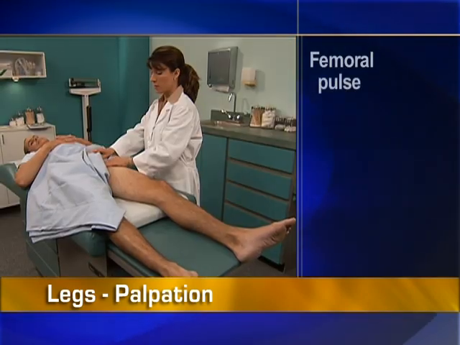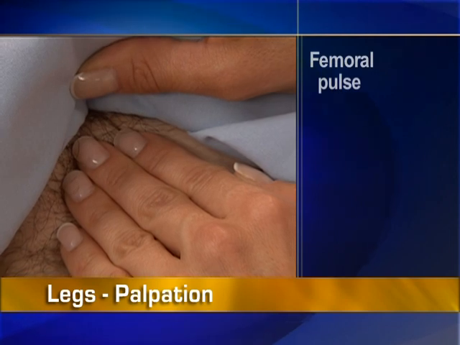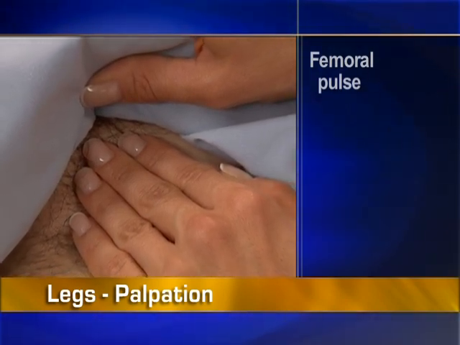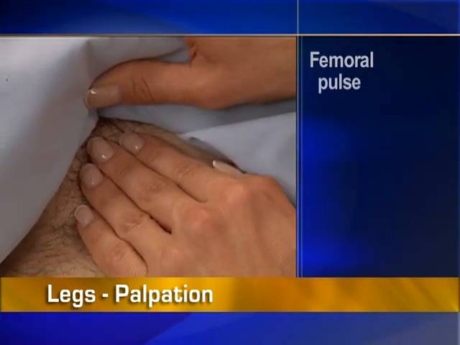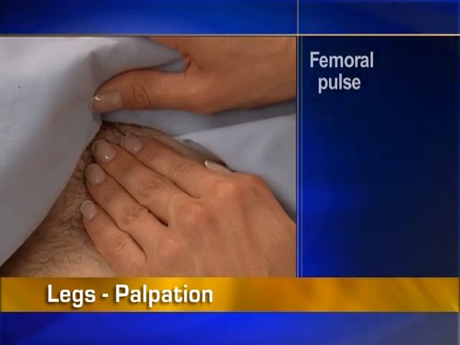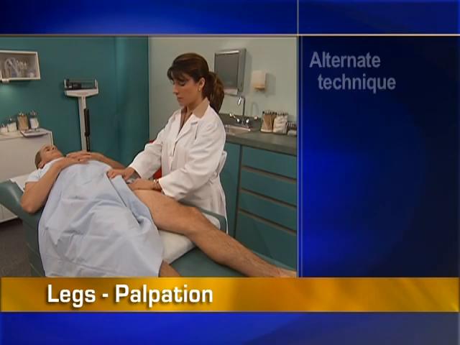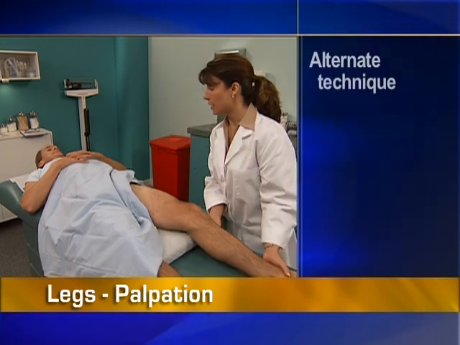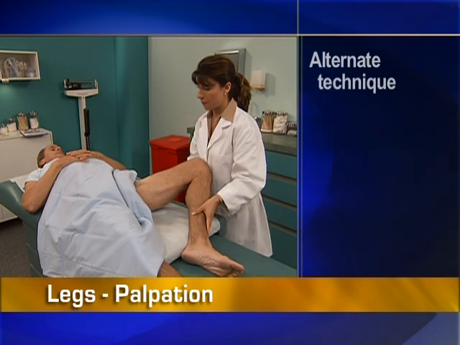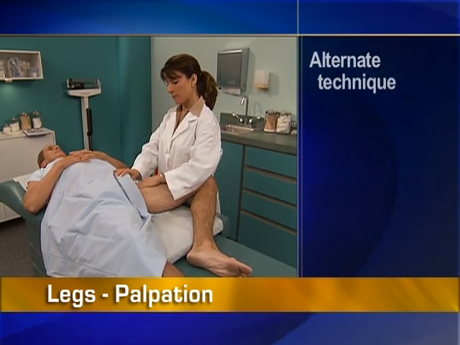Next, palpate the peripheral arteries, starting with the femoral pulse. With your fingers just below the inguinal ligament, halfway between the pubis and anterior superior iliac spine, press firmly and then release slowly. If the femoral pulse is difficult to find, such as in an obese person, ask him to bend his knee to the side in a frog-like position.